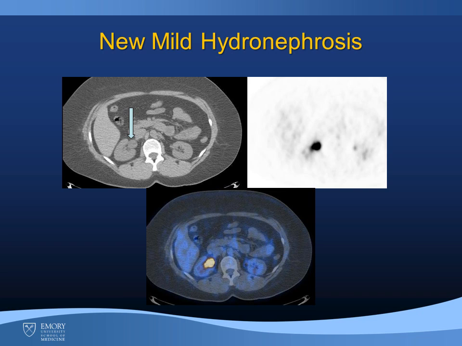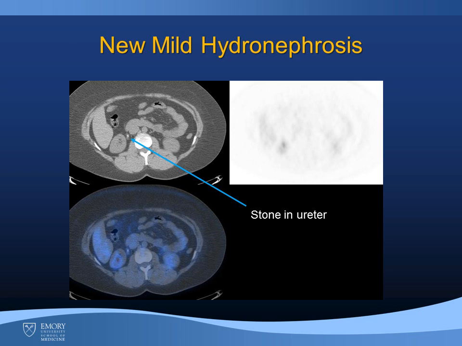Always look for those incidental findings as well. This patient has new mild hydronephrosis. It looks like an extrarenal pelvis, but the patient did not have this on the prior comparison study. Why do they have that? Well, a couple slices down, we could see a stone in the ureter, and that can cause holdup of radiotracer due to obstruction.